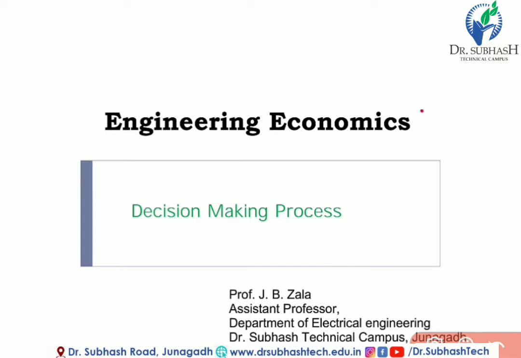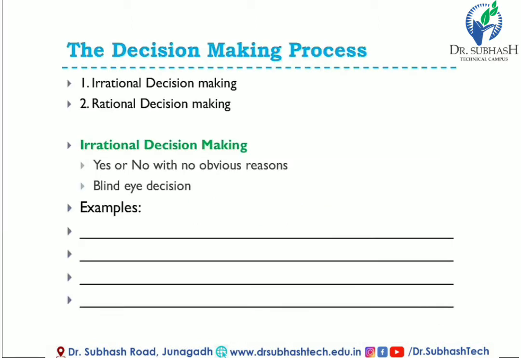In this video lecture, we learn about the decision making process for the subject of engineering economics. Decision making process is the process in which we make a decision for any type of problem. We can divide it into two parts. First one is irrational decision making and second one is rational decision making.